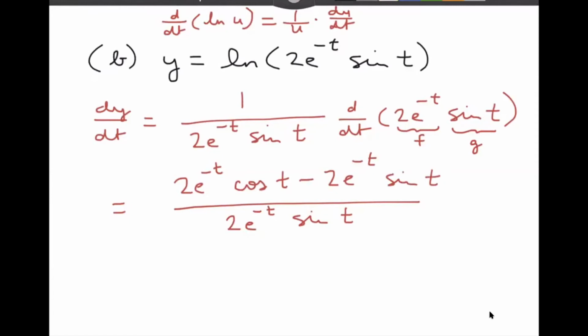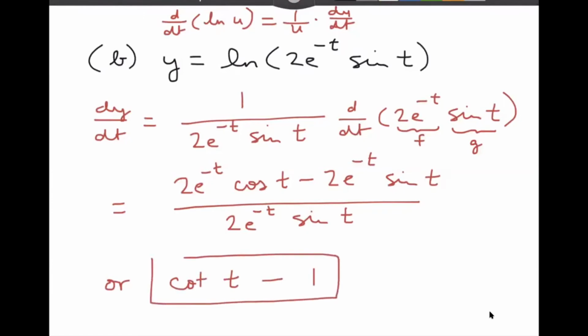Or the other thing you could do is you could break this into two separate fractions. It would be fine to leave it like you see it there. Or if you split it into two separate fractions, you would have 2e to the negative t cosine t divided by 2e to the negative t sine t, and that would just give you cotangent t, minus, oh no, I definitely like this answer better. 2e to the negative t sine t divided by 2e to the negative t sine t. That would just be 1. All right. Yeah, I like that answer better. Okay, let's leave it like that.